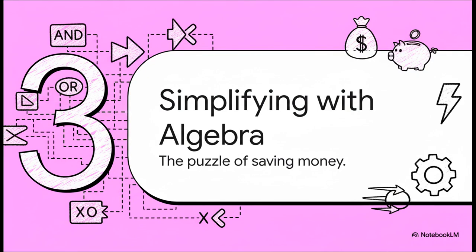Okay, so we've got all these logic gates. Great. But what happens when your circuit has like 100 of them? Well, it gets complicated and expensive. So this next part is all about the puzzle. How do we make our circuits simpler, which also means cheaper and faster? Let's check out the tricks.